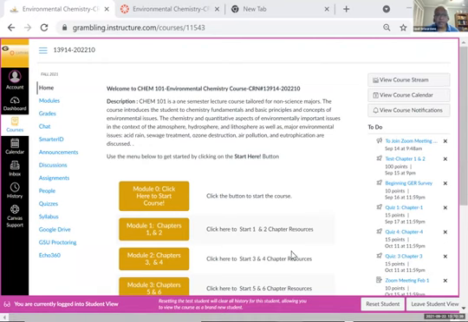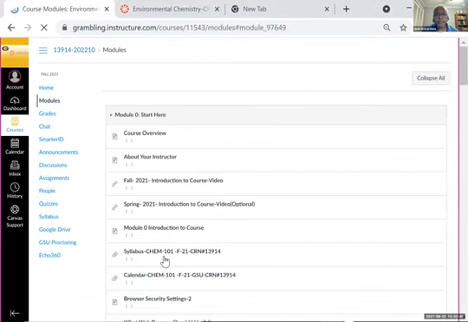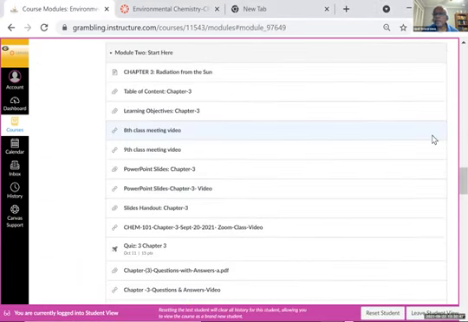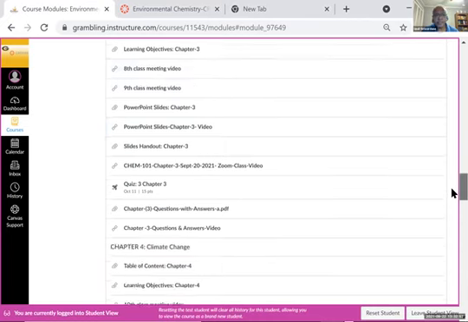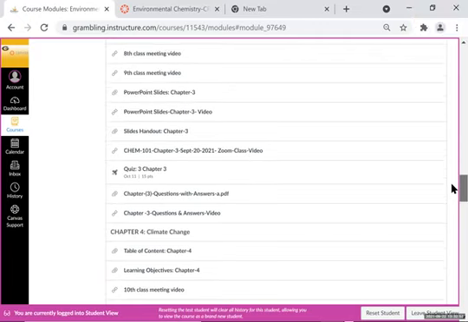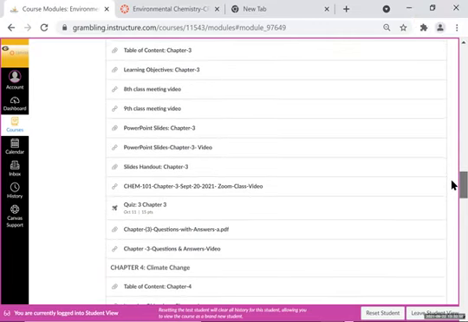Okay, we are on module 2, chapters 3 and 4. You can see we started on chapter 3.